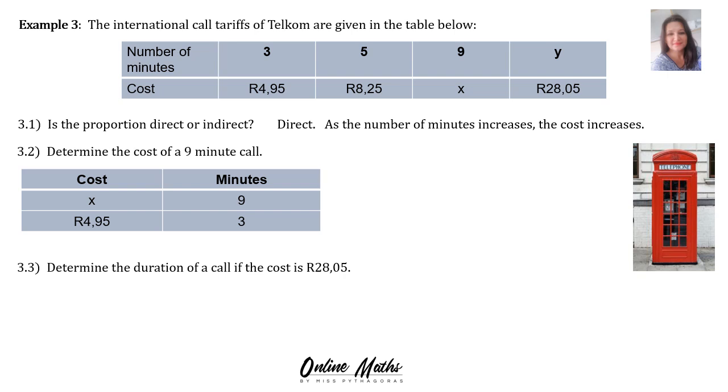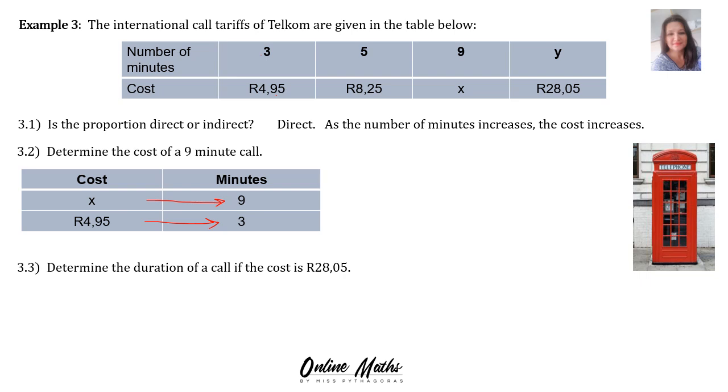And the one you are looking for, you put on top. So you can choose any of the values here. I used the 3 minutes and the R4.95. So the X is the one I'm looking for, and then 9 minutes. And then the cost is R4.95 for 3 minutes.